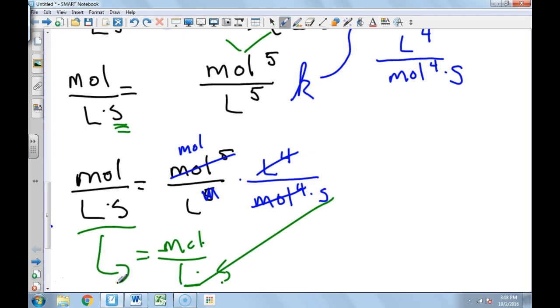So we have set up our equation. We have used it to not only solve for the rate constant, which is a different video, but we've also now used that same equation, the rate law, to solve for the units of the rate constant. Okay, so I hope that helps, and have a great day.